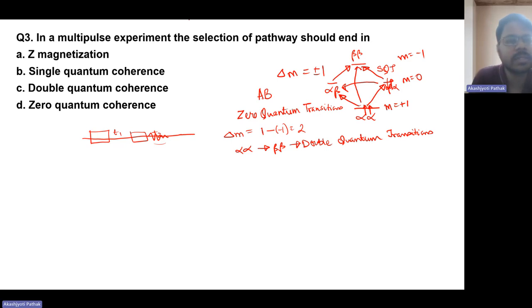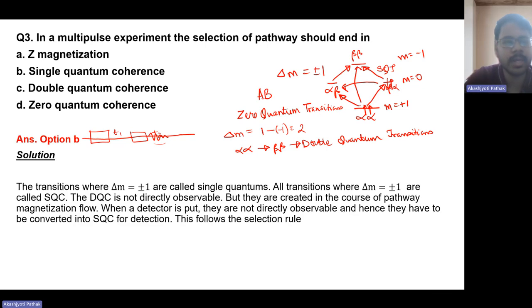Try to answer this question. So that will be obviously what I said, that the single quantum coherence is the observable, it can be detected. So that is why the answer for this question is single quantum coherence. Okay, so the transitions, I have explained here, the transitions where del m equal to plus minus 1 are called single quantums. All transitions where del m equal to plus minus 1 are called the single quantum coherence.